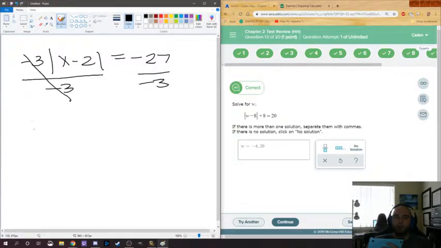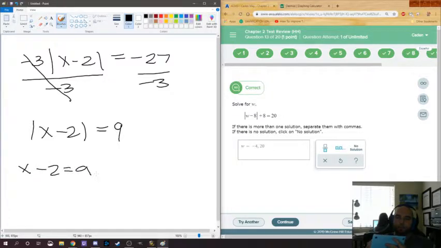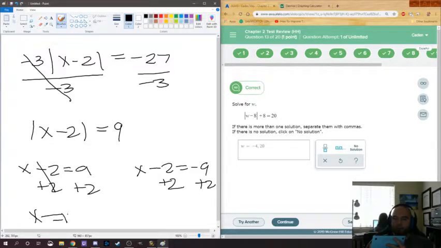And that does two nice things. First thing it does is it gets that 3 out of there. And the other thing is the right side was negative, which is usually a no-no where you'd pick no solution. But because you divided the negative by a negative, it becomes a positive, which is actually a nice thing now. And then you can go to solving it like you did on the other ones a second ago, adding 2 to both sides. And then you get x equals 11 and x equals negative 7.